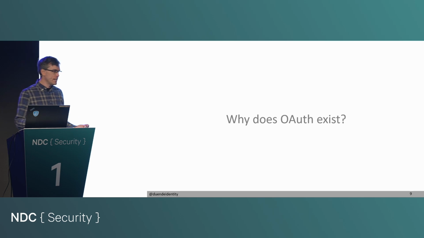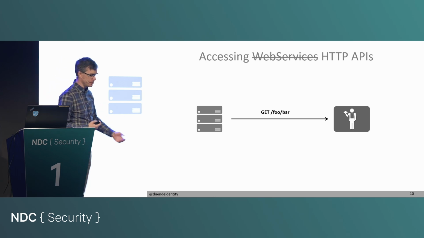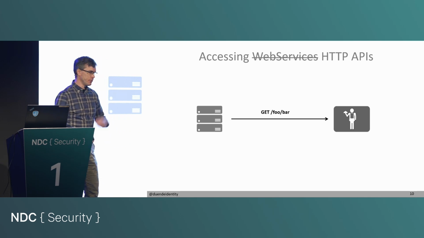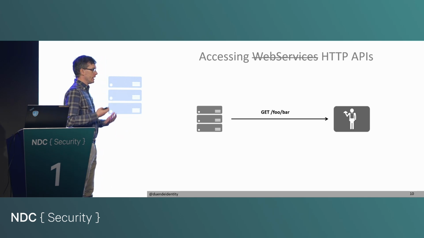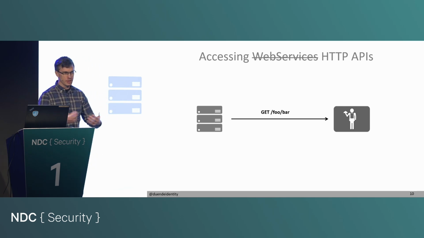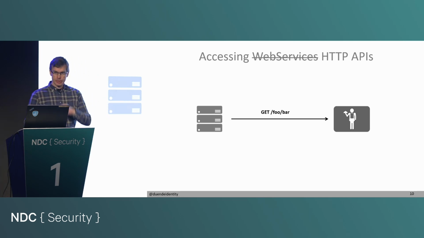So first, why does OAuth exist? Well, as I said, OAuth was born on the internet. We had SOAP, we had WS-Security, etc., that were used to secure web services, and it was extremely complicated. And if you had tech stacks from different vendors, they were probably not 100% compatible. On the web, we wanted to be able to call HTTP APIs.